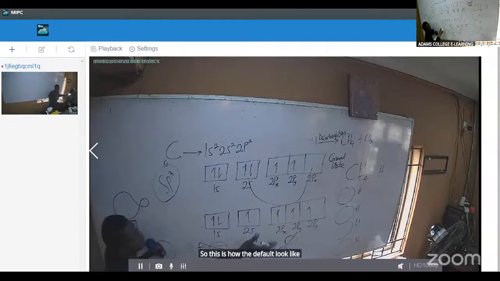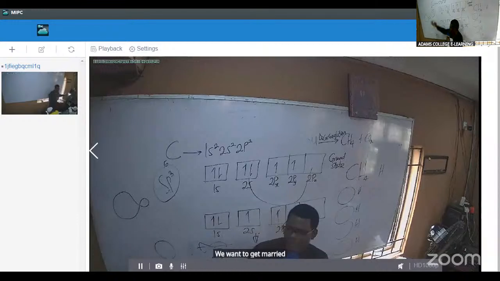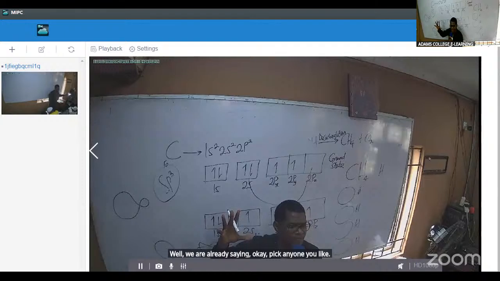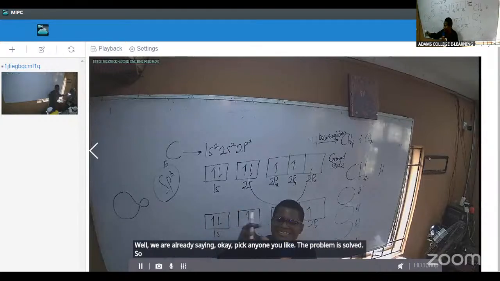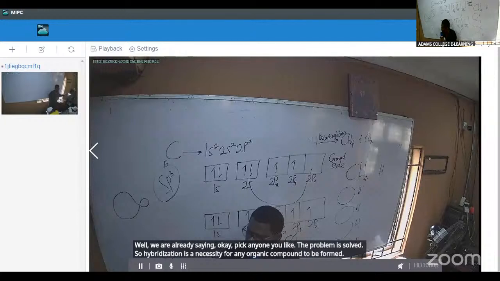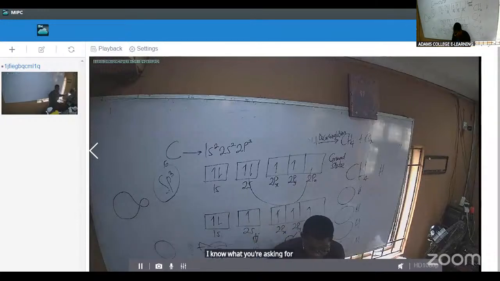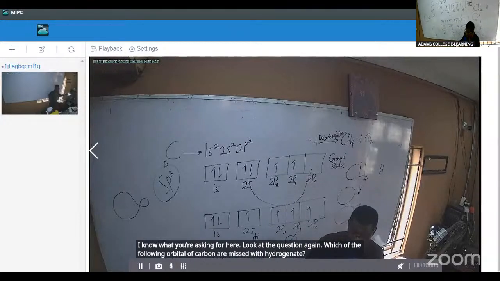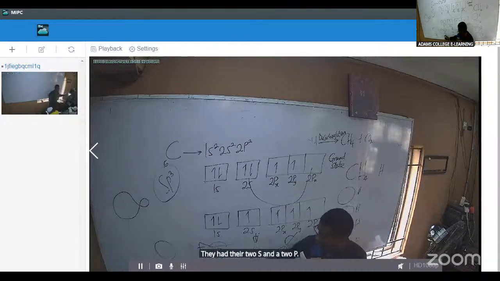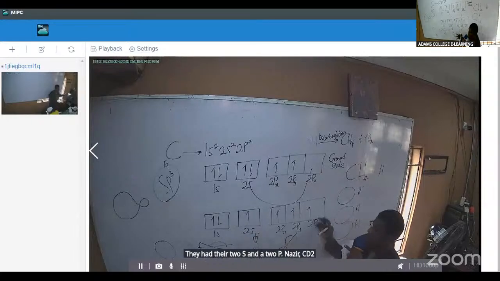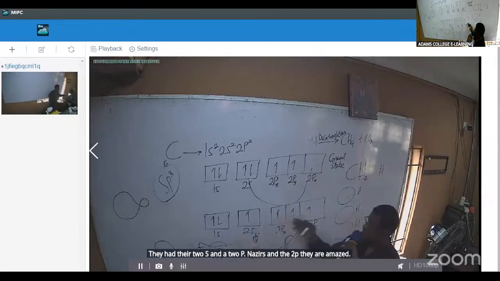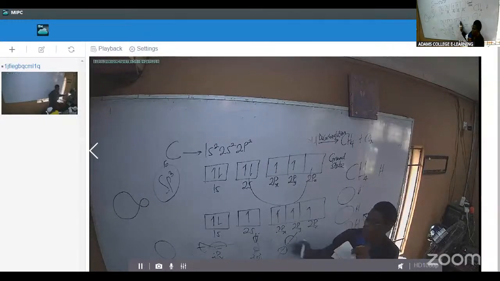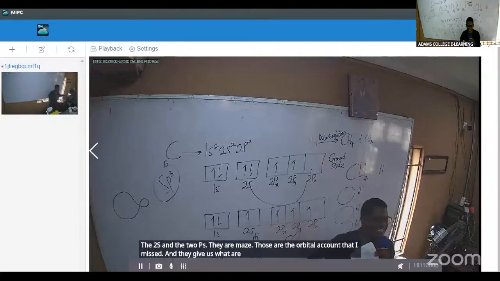So when all the 4 hydrogens come, they want to get married. Now they see the same thing: we are all the same. Okay, pick anyone you like. The problem is solved. So hybridization is a necessity for any organic compound to be formed. And that's what they're asking for here. Look at the question again: which of the following orbitals of carbon are mixed with hydrogen in methane? They are the 2s and the 2p. The 2s and the 2p's are mixed. Those are the orbitals of carbon that are mixed, and they give us what we call sp3 hybridization.